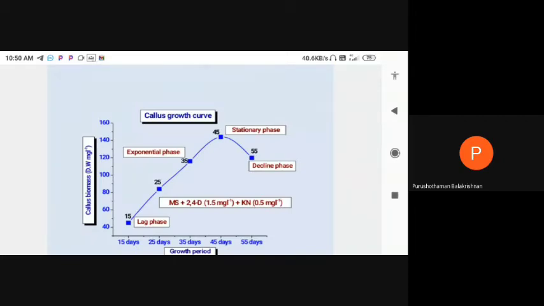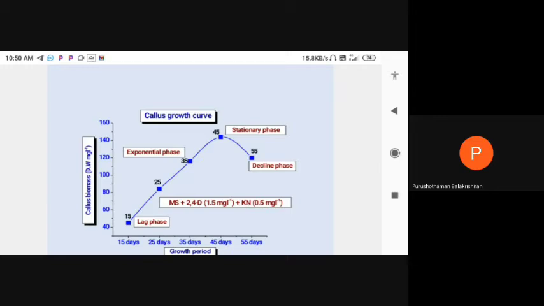Based on this phase, we can get the 15, 25, 35, 45, and 55 days. So based on the days, we get the biomass. Based on the biomass, we can determine that the stationary phase has a greater amount of secondary metabolites when compared to the exponential and decline phase. In the decline phase, the cells are going to die.